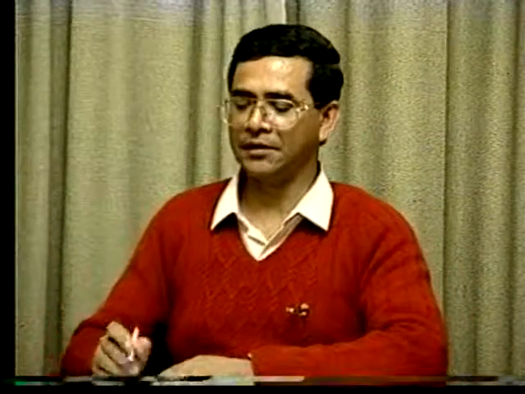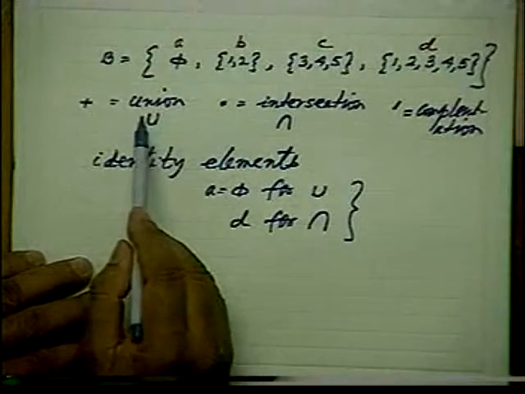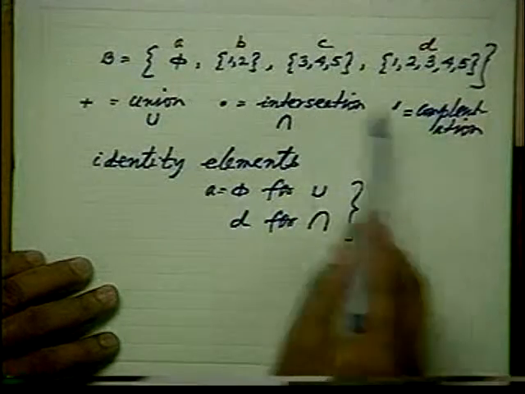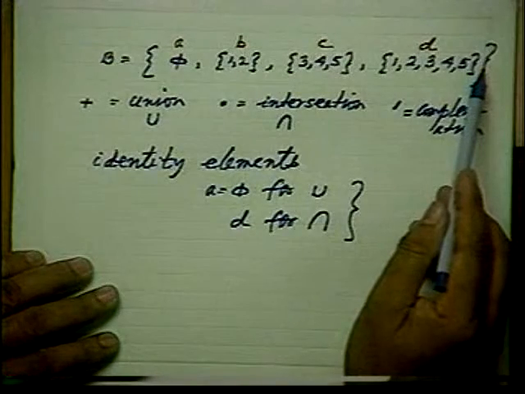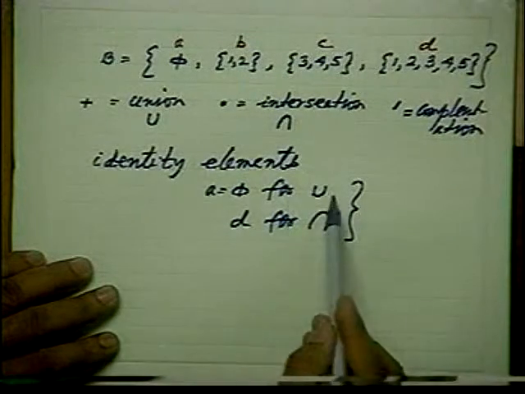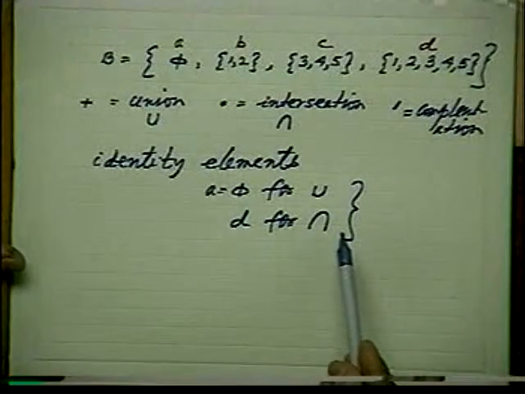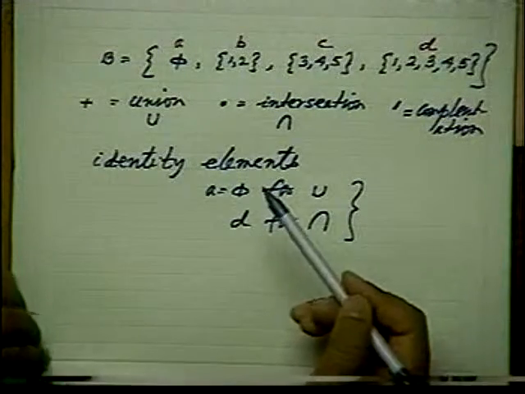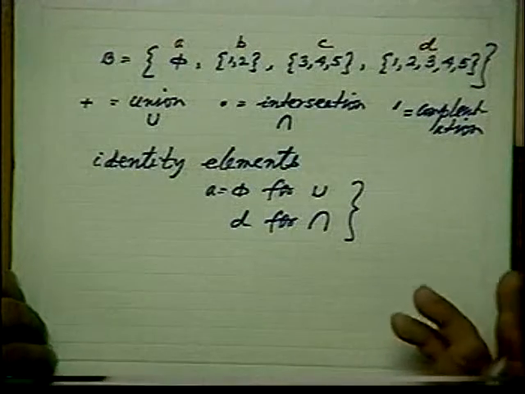That means I defined plus as a union operation, dot as intersection operation, and complementation. This is my set that I have defined. My identity elements are this, and you'll find that all the axioms hold good immediately, and therefore all the theorems also will be holding good immediately. Now, with these two examples, the first one is an 8-valued example, the set having 8 values. This is a 4-valued example, the set having 4 values, of Boolean algebra.